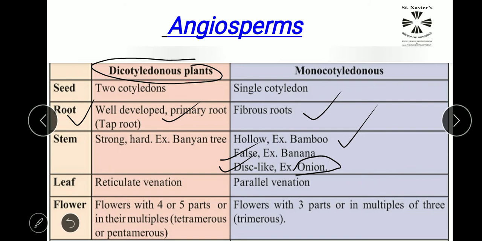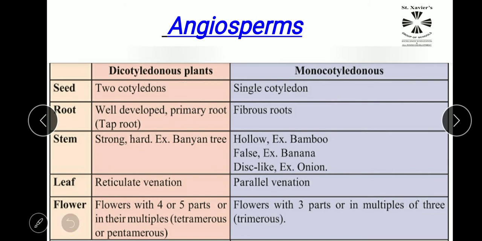Leaves in dicotyledonous plants have reticulate venation, and in monocotyledonous plants it is parallel venation. I'll tell you what is reticulate and what is parallel venation. When you see the leaves of dicotyledonous plants, suppose this is the leaf of a dicotyledonous plant, then you will be able to see venation like this. Here the leaves will be like this, reticulate venation you will be able to see.